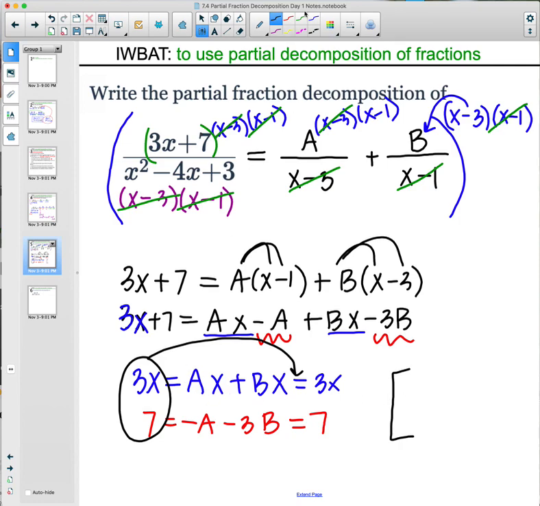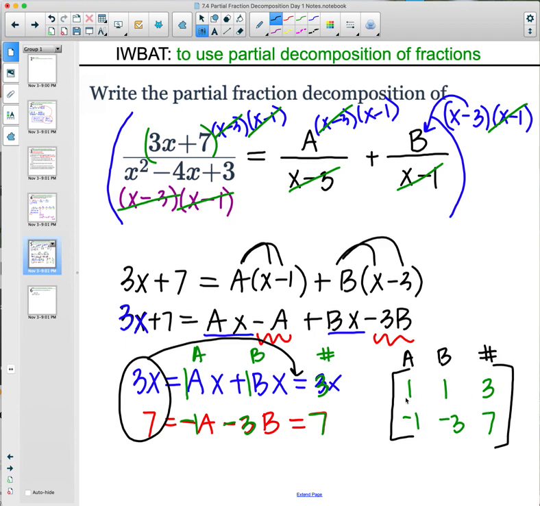Okay, and so now you're just going to take the coefficients of these. So we have 1 ax, 1 bx, 3x. Okay, so these are your a's, your b's, and your numbers. So you have 1, 1, 3. Then in this bottom equation, we have negative 1, negative 3, 7. So negative 1, negative 3, 7. And that's your matrix. So these were your A coefficients, your B coefficients, and then the constants that they were equal to.